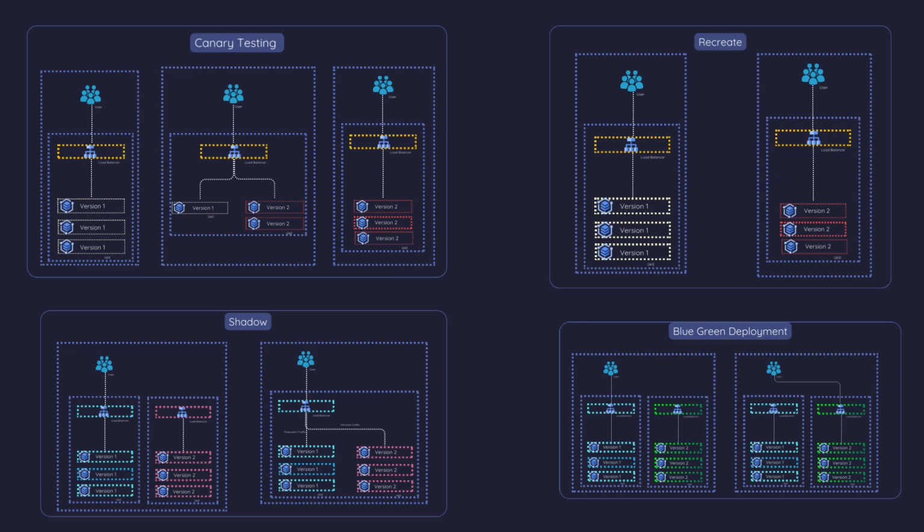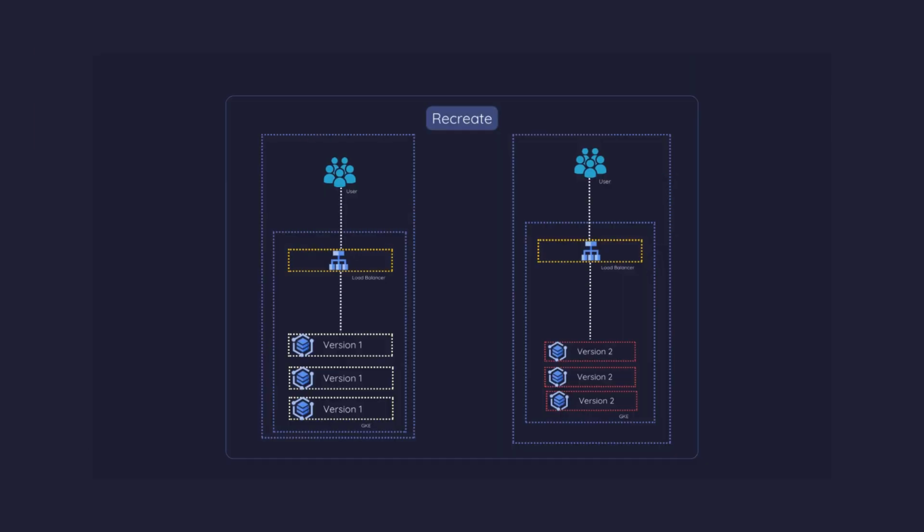and efficiently. A recreate deployment is a straightforward method for updating software. Here's how it works. Imagine your app is a store. In a recreate deployment, you close the store, remove all the old items, the old app version, and restock it with new items, the new version. The store is temporarily closed to customers during this process.